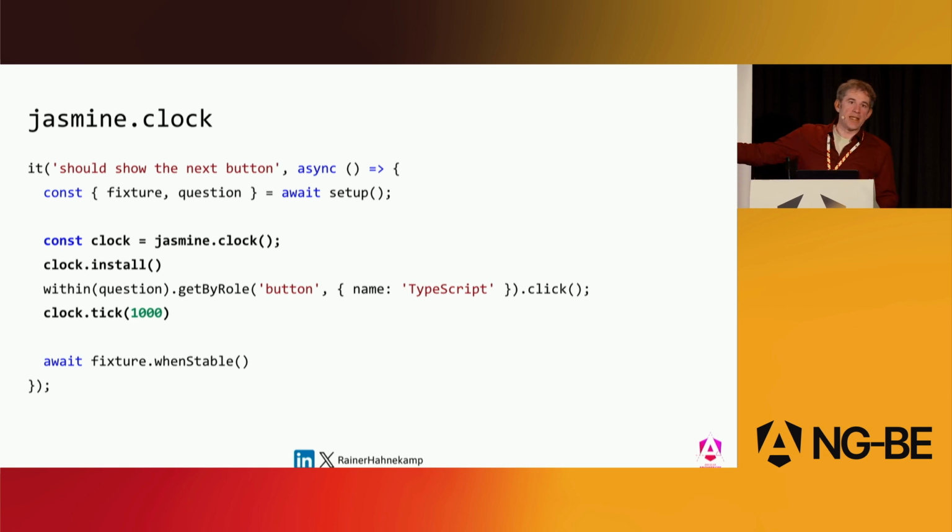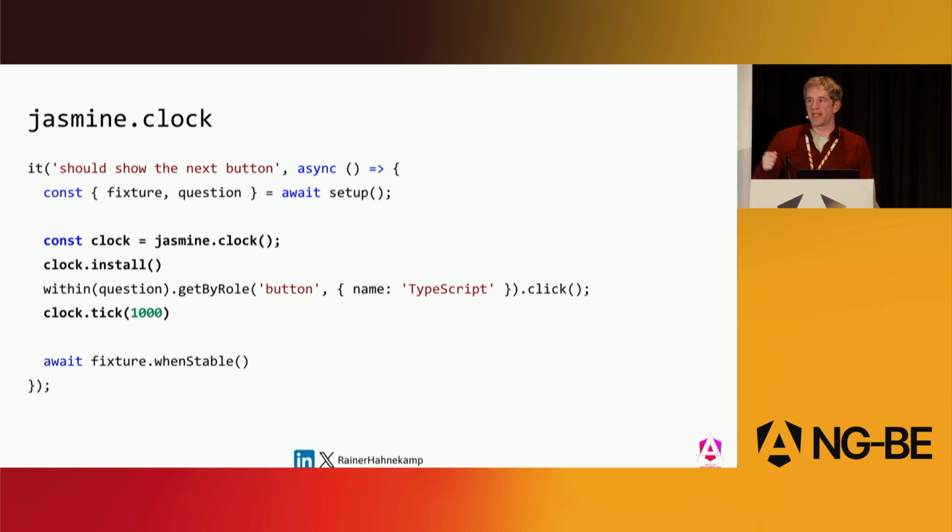I'm installing it, and then again we have this tick where I can say I want to now move forward for 1 second, but I don't want to wait for 1 second. I just want to run all the asynchronous tasks which are scheduled within this time period. That works, but, and I mentioned this before, these existing native frameworks have issues with promises, especially when promises and timeouts come together.